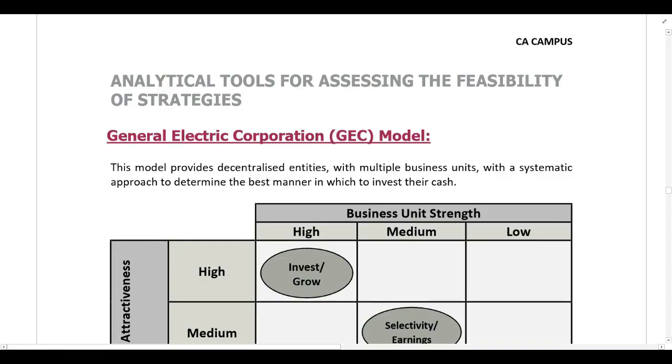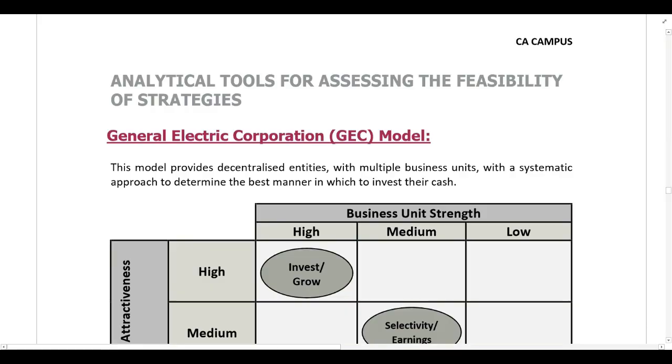On the next page, we then need to look at analytical tools for assessing the feasibility of strategies. So we are going to look at two different analytical tools. And what this does is it helps a company, before they actually select a strategy, determine whether that strategy is feasible or not. So first we look at whether the strategy is feasible. When we know it's feasible, then we can actually select or implement that strategy.